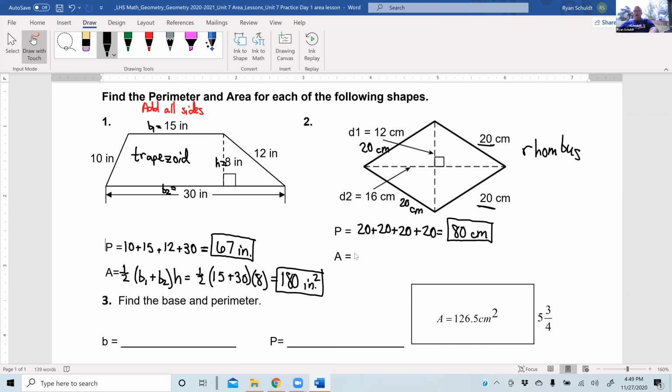Now for the area for a rhombus, it's going to be 1/2 diagonal 1 times diagonal 2. So 1/2 diagonal 1, they tell us is 12. Diagonal 2, they tell us is 16. So 1/2 times 12 times 16 will get you 96 centimeters squared. So there's numbers 1 and 2 on the practice day. Just finding perimeter and area.